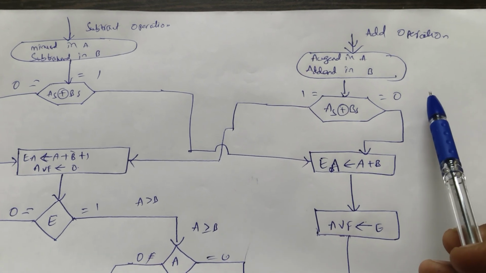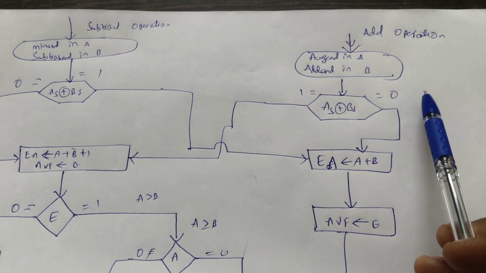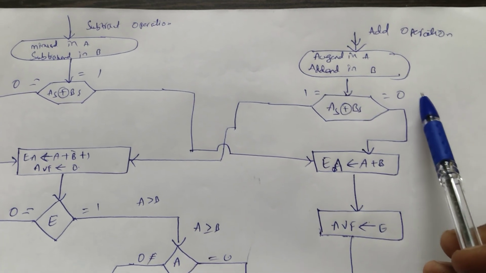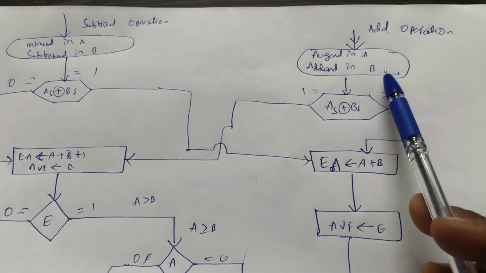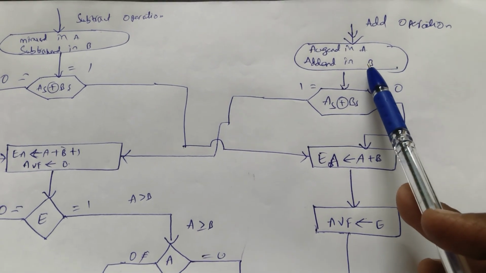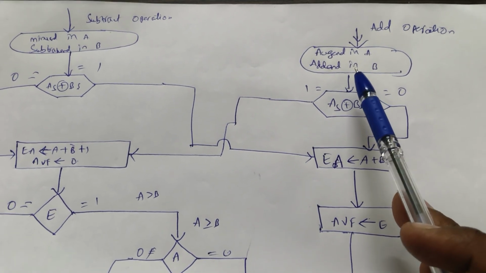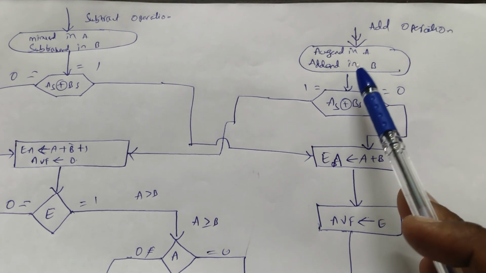Hello everyone. Now I am going to explain a flowchart for the addition and subtraction of fixed-point sign-magnitude data representation. In the last video we learned about the hardware implementation of it. It consists of two signed numbers, namely A and B.